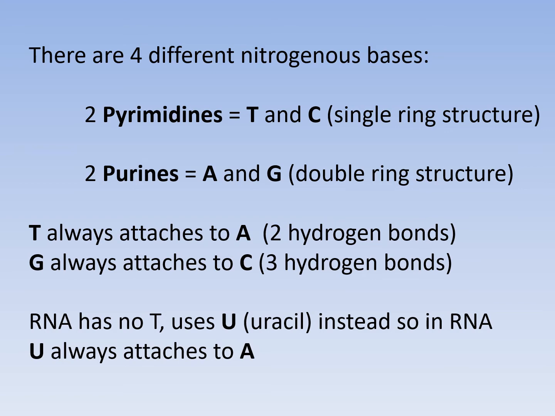Adenosine and guanine. T always attaches to A with 2 hydrogen bonds. G always attaches to C with 3 hydrogen bonds. And that's for DNA. RNA is a little bit different because RNA uses no thymine. Instead, it uses U, which stands for uracil. So in RNA, you have uracil attaching to adenosine rather than thymine attaching to it.